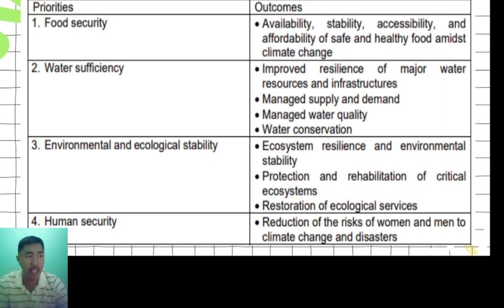So number 3, environmental and ecological stability. Outcomes: ecosystem resilience, environmental stability, protection and rehabilitation of critical ecosystems, restoration of ecological services. So it's one of the priorities because we're living in this world, in this earth. So this ecosystem, this environment, is very significant to us as a person.